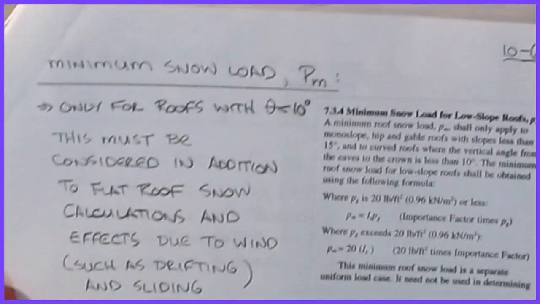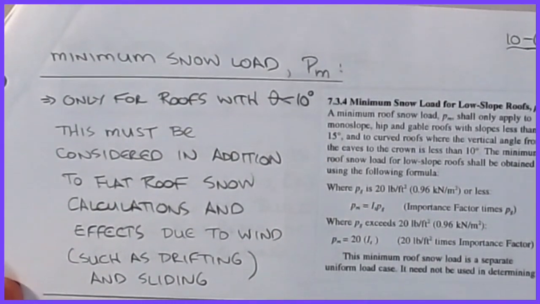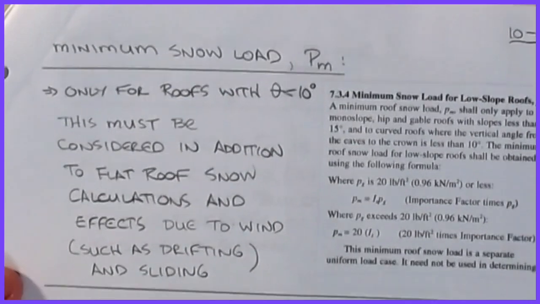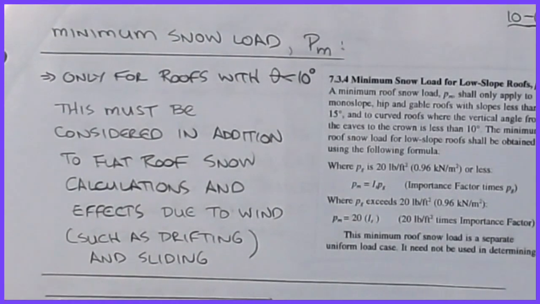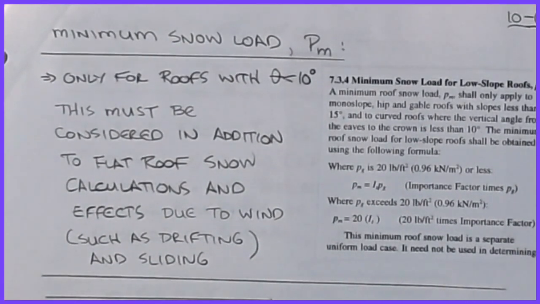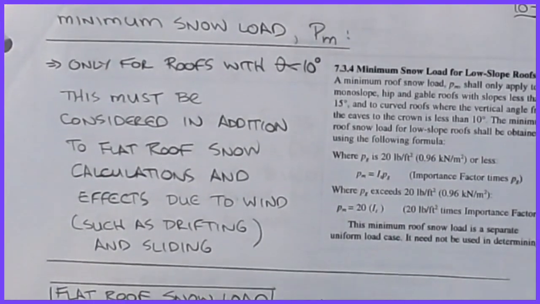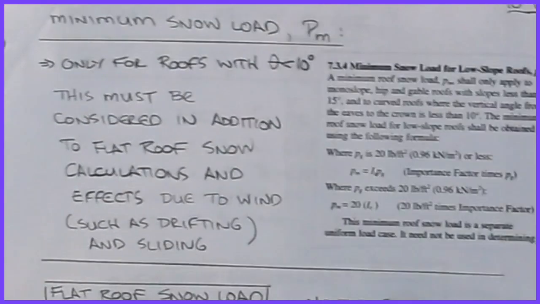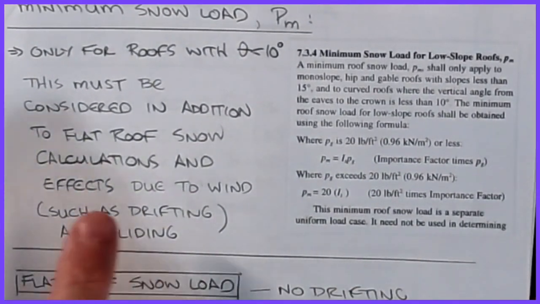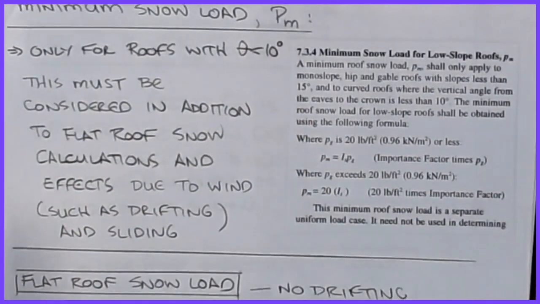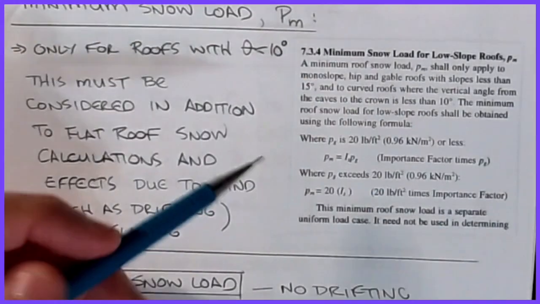All right. There is a minimum roof snow load, and this is only for roofs with theta less than 10 degrees. This has to be considered in addition to the flat roof snow calculations, as well as the wind effects, which include drifting and sliding, which again, we're not talking about drifting and sliding in this video. But that minimum requirement comes out of 7.3.4, and here's the excerpt for that.